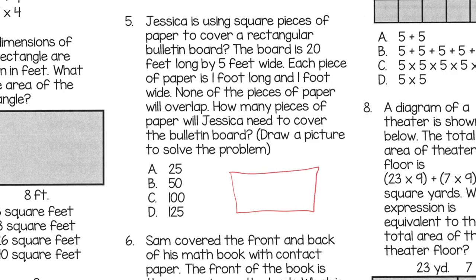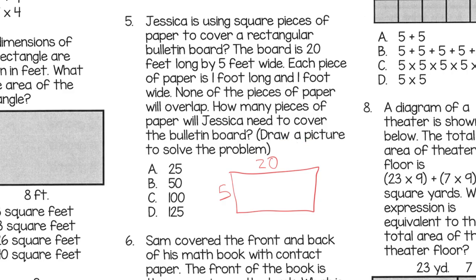20 feet by 5 feet. Okay. Each piece of paper is 1 foot long and 1 foot wide, so that's a square piece of paper. None of the pieces of paper will overlap. How many pieces of paper will Jessica need to cover the bulletin board?